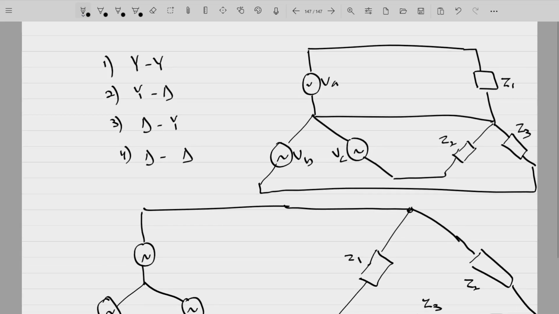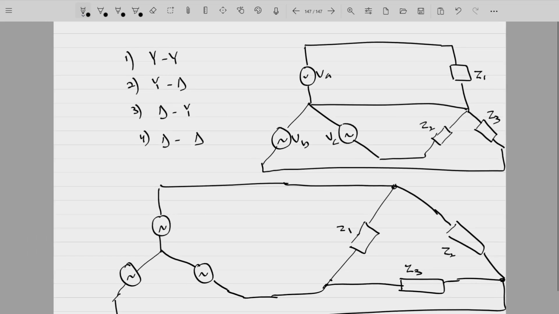fashion. Similarly, then we'll be having a delta star connection, where our source will be connected in delta and the loads will be connected in star, and finally, the fourth one will be the delta delta connection, where our load as well as the source voltage will be connected in a delta. So we have four different circuits. With all these four different circuits, we have to analyze what will be the voltage, what will be the current, what will be the power.